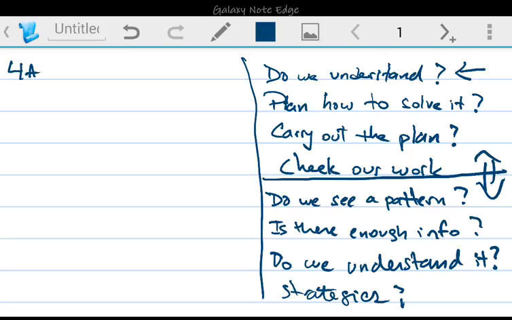So let's write down what we know. Do we understand the problem? Well, before we get there, let's just write down what we know from the problem. We know that we're dealing with money. We know that we're dealing with nickels. We're going to represent it by the letter N. And we're also dealing with dimes, that we're going to represent by the letter D. We know that one dime is 10 cents.